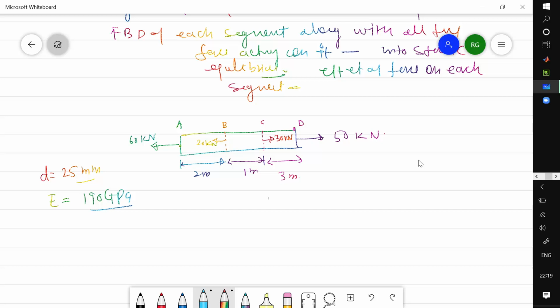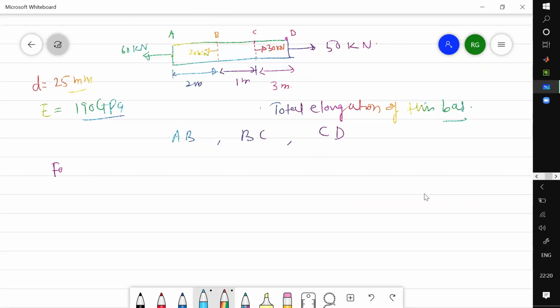So here in this problem we need to find the total elongation of this bar. To find the total elongation, let's consider all the segments. We have three segments: one is AB, second is BC, then CD. First of all we'll find the forces in each segment, and for that we'll draw the free body diagram of each segment.